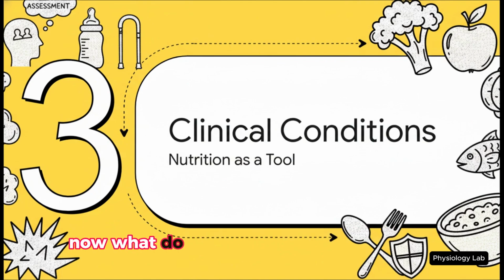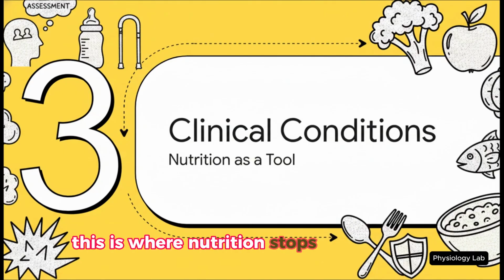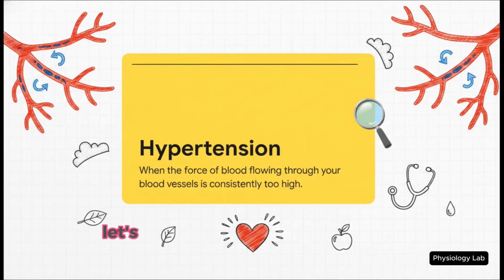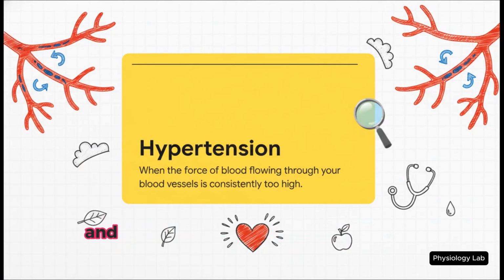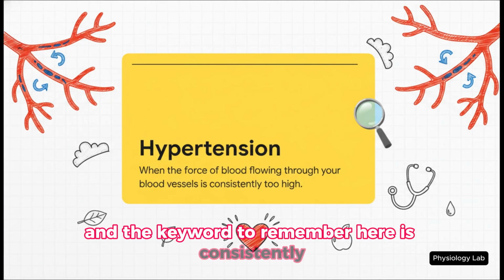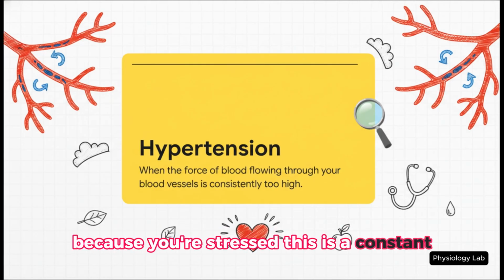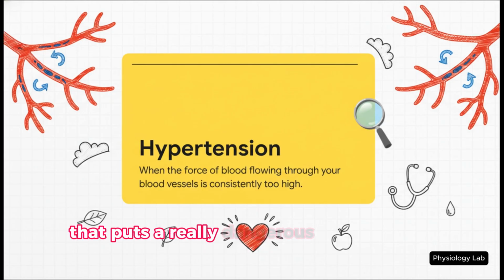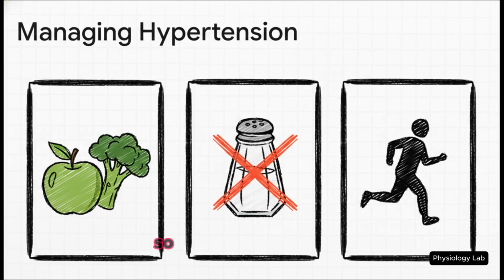Now, what do we do with that information, especially when we're managing specific diseases? This is where nutrition stops being theory and becomes a powerful tool you can use. Let's kick things off with a big one, hypertension. High blood pressure. And the key word to remember here is consistently. We're not talking about a random spike because you're stressed. This is a constant high pressure that puts a really dangerous strain on the heart and blood vessels day in and day out. So how do we tackle it?